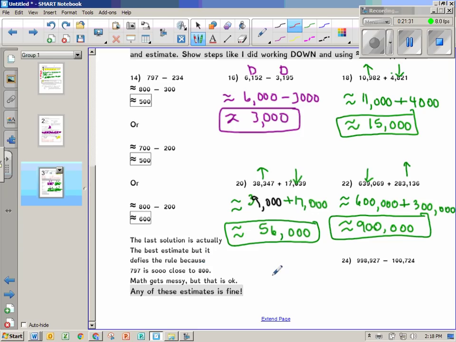The last one actually comes out best, even though it goes against the rule that I gave, and that's just because 797 is super close to 800. And no truer words have ever been spoken than this right here. Math just gets messy sometimes, and that's okay. It's not always hard and fast rules. So you just have to think a little bit, and remember, estimates are just that. They're not exact. All right, let's kick out this very last one, and we'll keep our red color.